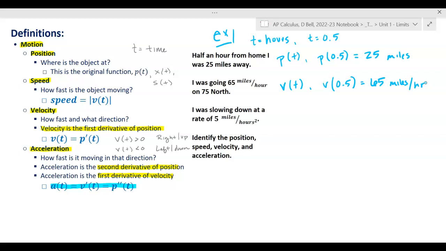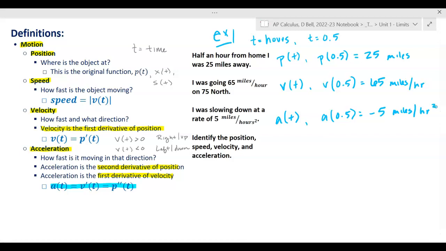If at the same time I'm slowing down at a rate of 5 miles per hour, then my acceleration is changing. My acceleration at 0.5 hours would be negative 5 miles per hour squared. Right? Negative because I'm slowing down.